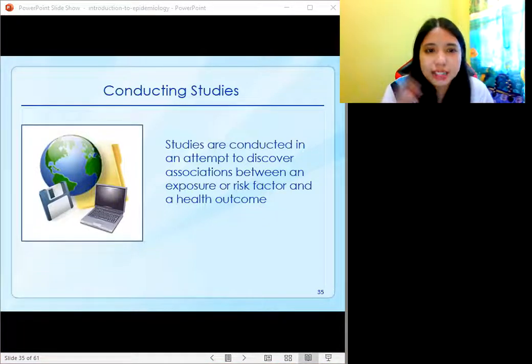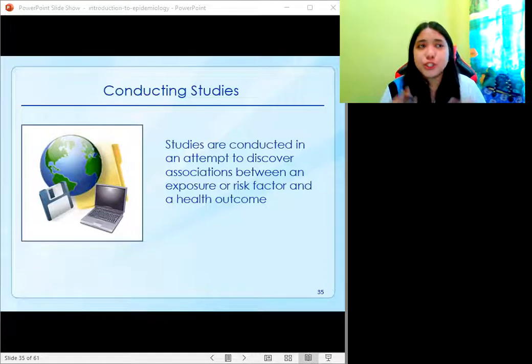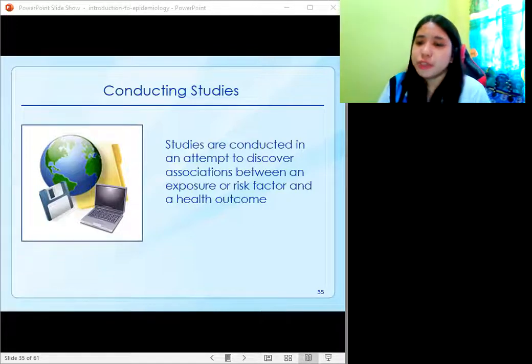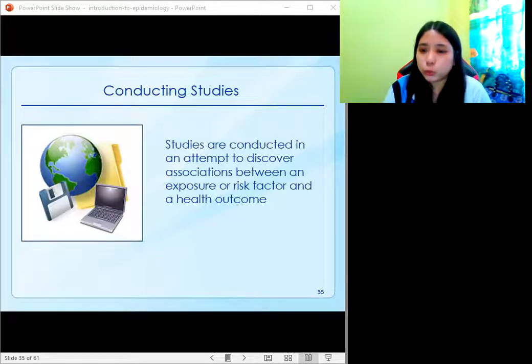In this slide, we will also be considering conducting a study. After data are collected, whatever source you consider in your study, hypotheses will be tested, trends can also be evaluated, and factors between groups are compared. By conducting the study, what will the epidemiologists do? Epidemiologists are attempting to discover if a causal association exists between an exposure or risk factor and a health outcome by making comparisons of factors between groups.